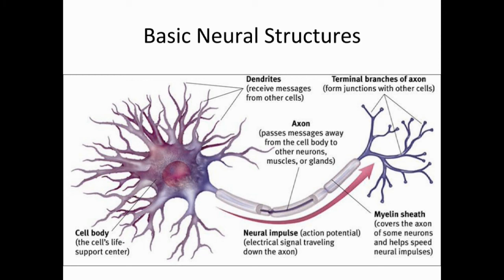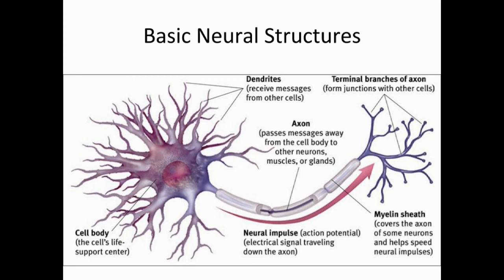In fact, there are some disorders that are associated with demyelination, in which the myelin sheath is basically going away around an axon, and the neurons aren't able to fire in the way that they once did.